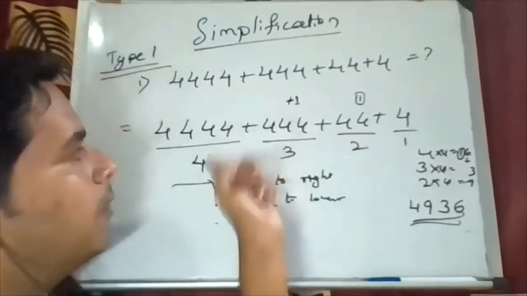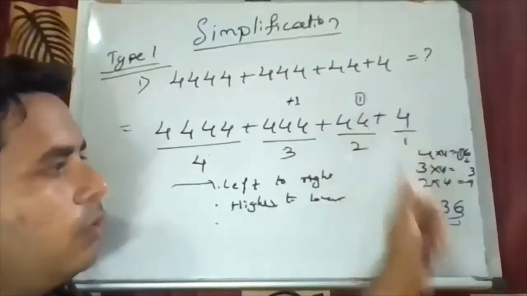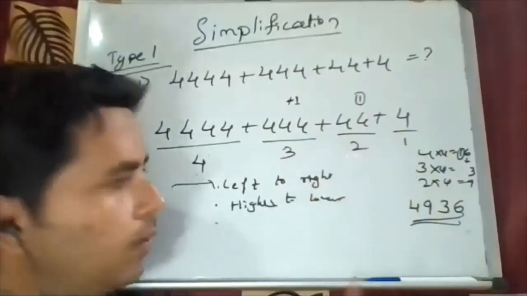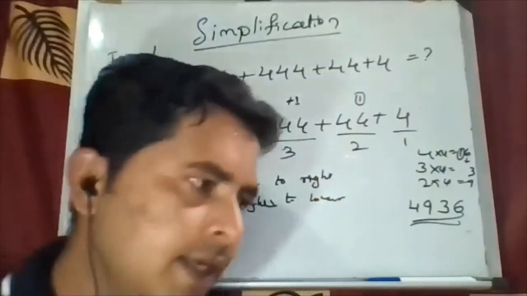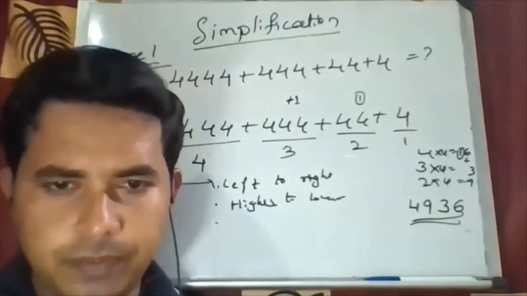And multiply with the unit digit. 4 into 4, 3 into 4, 2 into 4 and 1 into 4. Add all those things with the carry transferring. So you will get the answer 4936. Okay, understood? Or can I repeat?